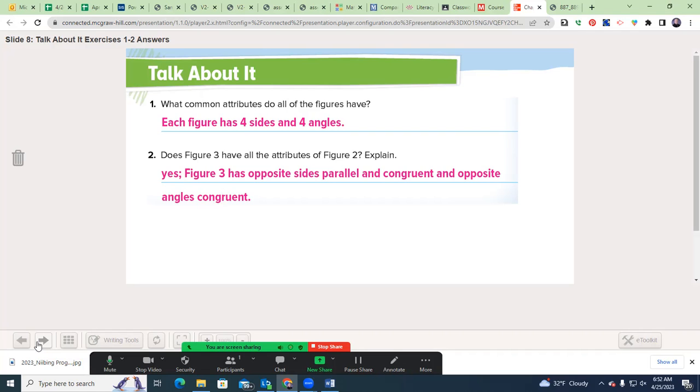Does figure 3 have all the attributes of figure 2? Yes. The opposite sides are parallel and congruent, and opposite angles are congruent. So we could deduce that, like the parallelogram in figure 2, figure 3 and figure 4 are also parallelograms. And that's going to be the interesting thing. You're going to see that a parallelogram covers a whole lot of different quadrilaterals. Maybe not the trapezoid though. That one's going to fall outside of this.